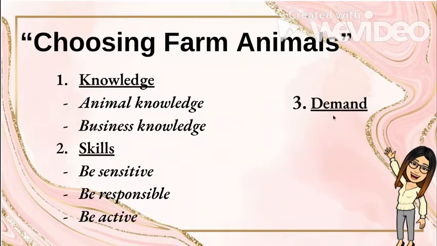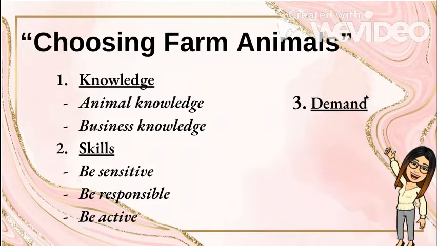Last one we have demand. Demand is very common. Some of the businesswomen did this. Farm owners should know the demand of products from livestock in the market to assure profitable income. So this is very important. Is it appropriate to have an animal farm in this area? You should know that. Or how will I choose which products to market? Or is the farm healthy and good for livestock?